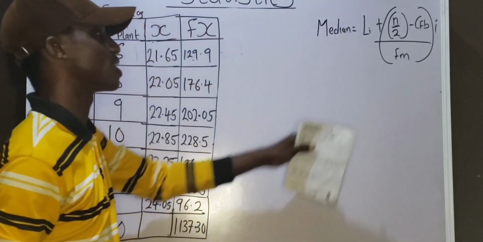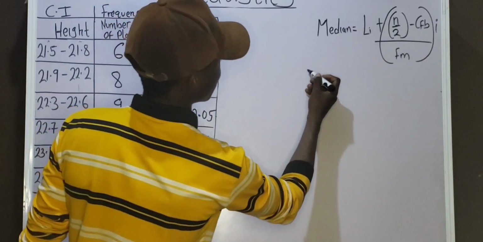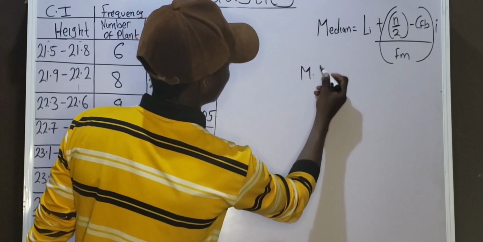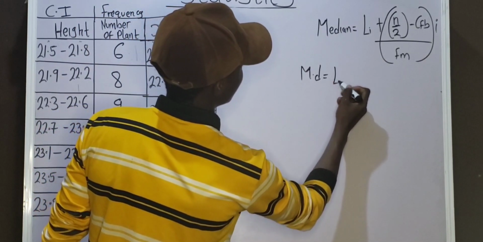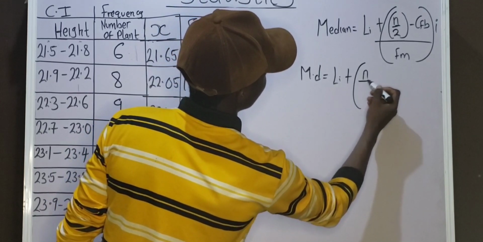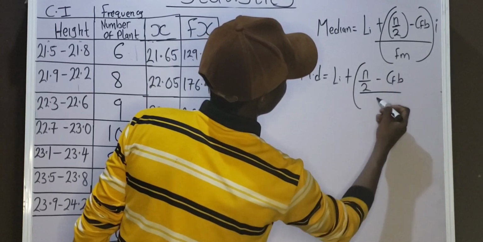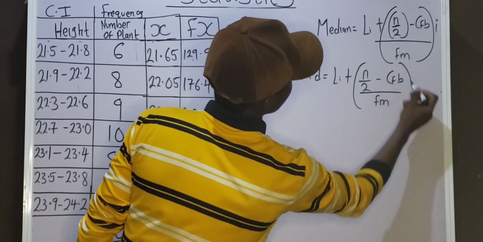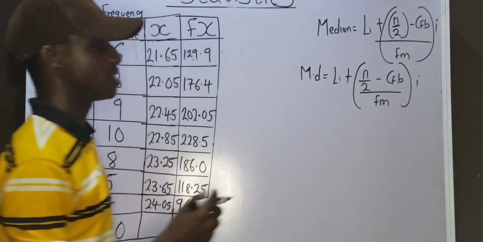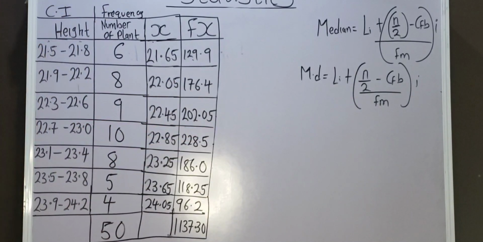I'm very sure you can see the formula that I wrote here. If you can't see it, let me rewrite the formula here. Median, let me call it MD, is equal to Li plus n over 2 minus CFB all over FM multiplied by height. I'm very sure you can see this one. Okay, so let us proceed.